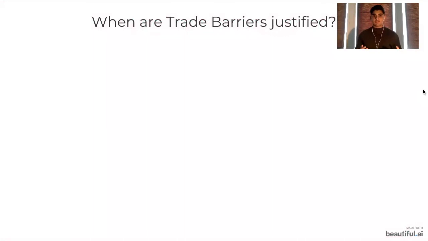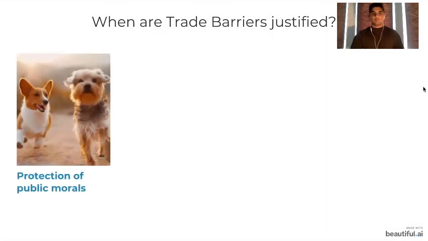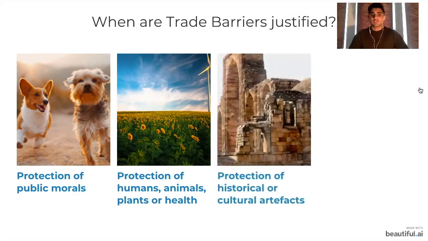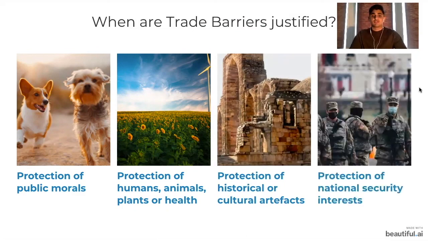But sometimes trade barriers actually are justified. So sometimes these protectionist measures, although I guess it wouldn't then be called protectionism, are actually justified. They're justified, for example, for the protection of public morals, right? So these are some justifications of the WTO: protection of public morals. They're justified sometimes for the protection of humans, animals, plants, or health. So for example, environmental reasons. They can be justified for the protection of historical or cultural artifacts, so if a product is about to disrupt that, and for the protection of national security interests, right, which is very, very important. And it's been used quite a lot by states recently.